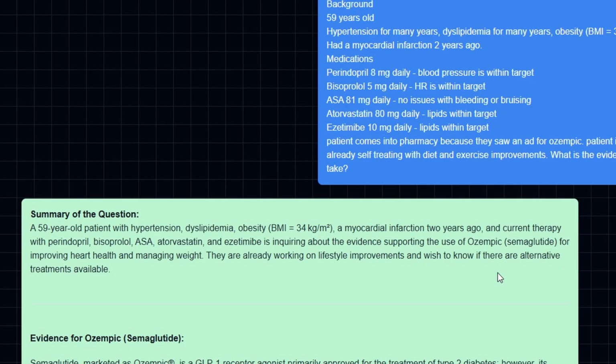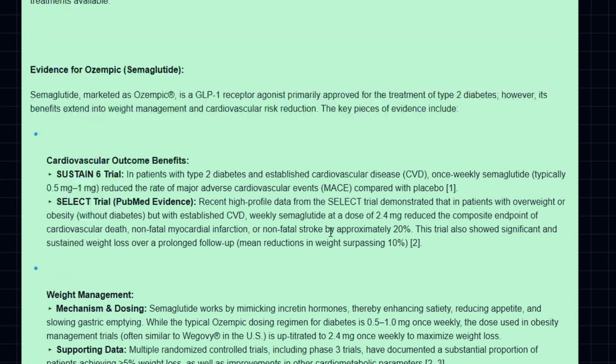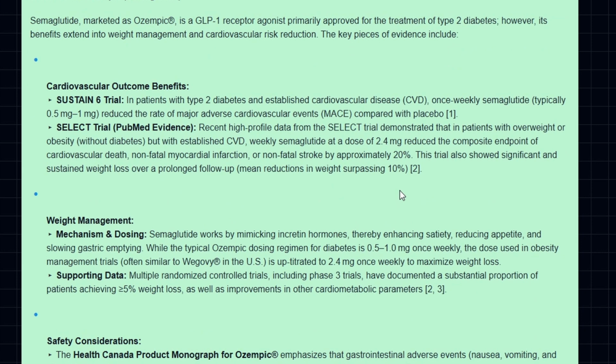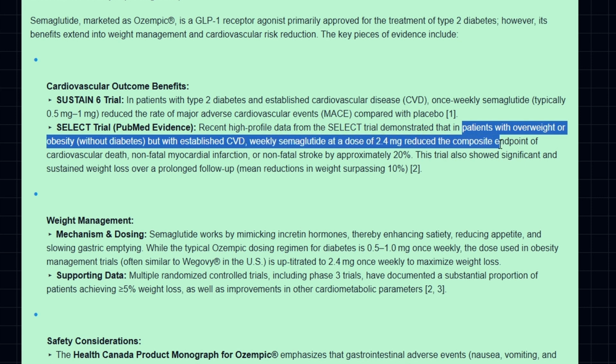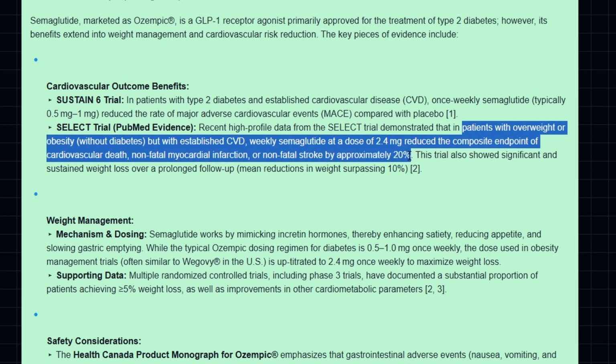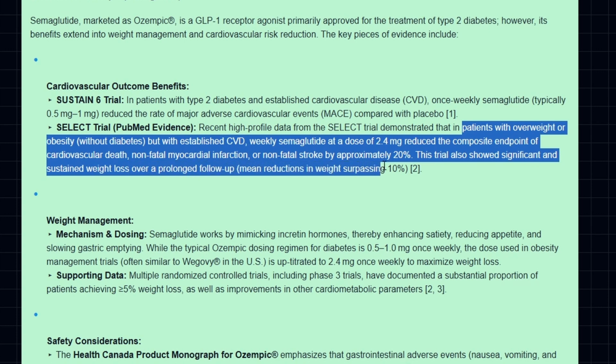Okay, if we start at the top, there's a summary of the question, followed by evidence for semaglutide from a variety of different trials, as well as a trial called SELECT, showing that in patients who were overweight or obese without diabetes, but had established cardiovascular disease, a weekly semaglutide at a dose of 2.4 milligrams reduced the endpoint of cardiovascular death, MI, and non-fatal stroke by about 20%. It also showed sustained weight loss over a follow-up period.